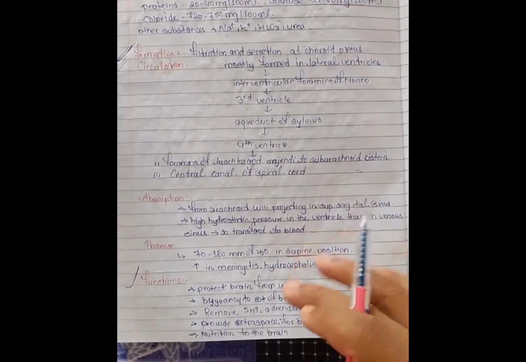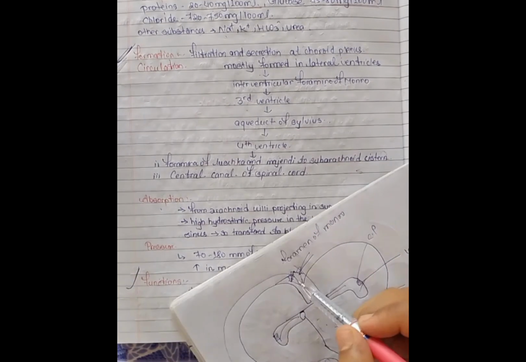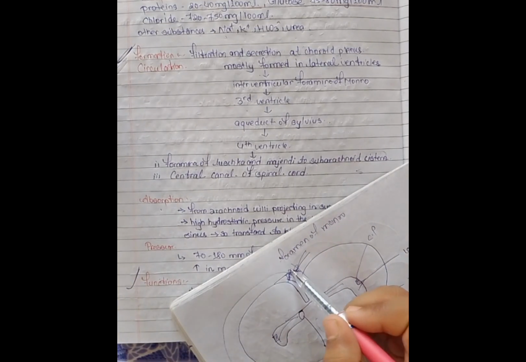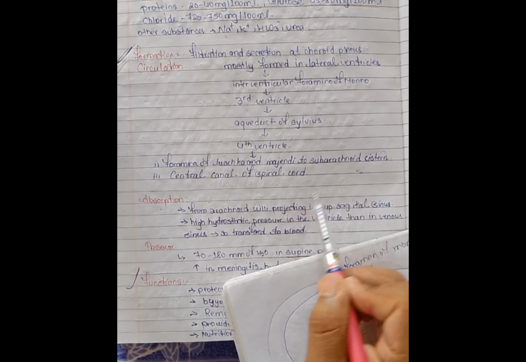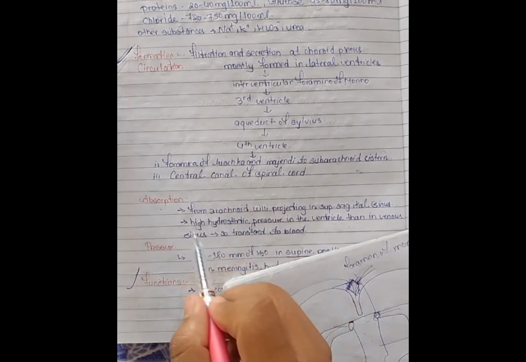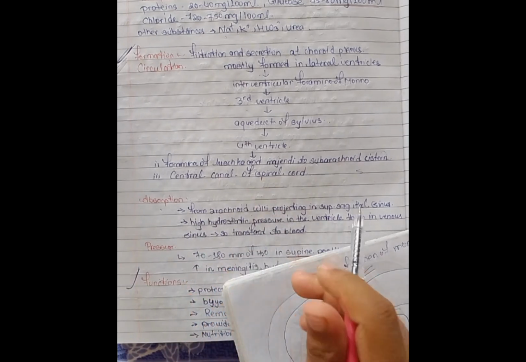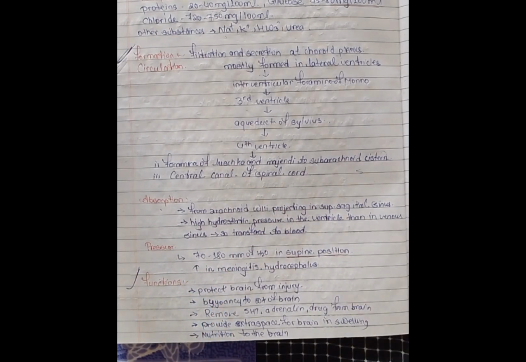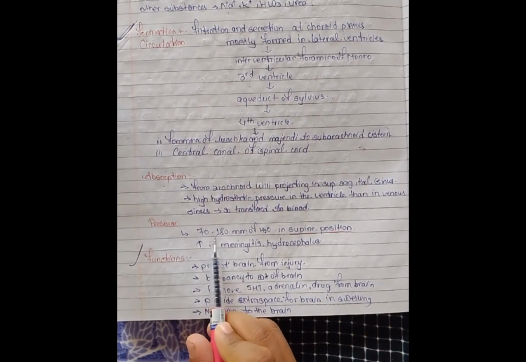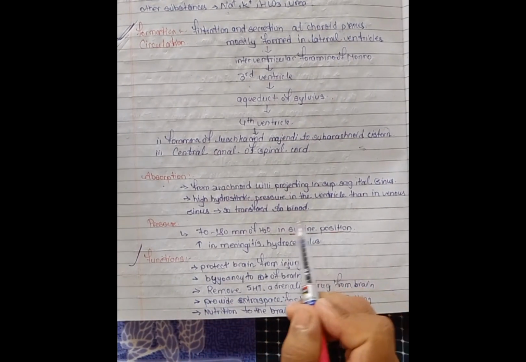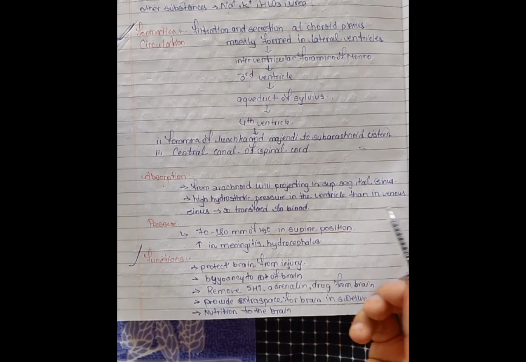Now, how is CSF absorbed? We have already discussed this in this figure. In the superior sagittal sinus, which is situated upward of the cerebral hemisphere, through the arachnoid villi, the CSF is absorbed, and the drainage through the arachnoid villi maintains the hydrostatic pressure of the CSF. And what is the pressure of CSF? The pressure of CSF is normally 70 to 180 mm of water in the supine position. We should also mention the position, and it increases in the case of meningitis and hydrocephalus.